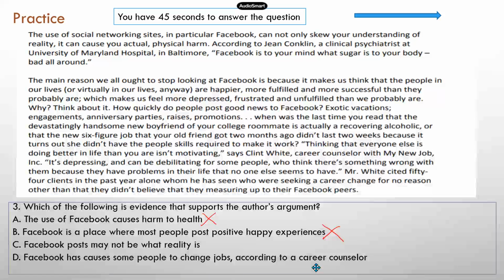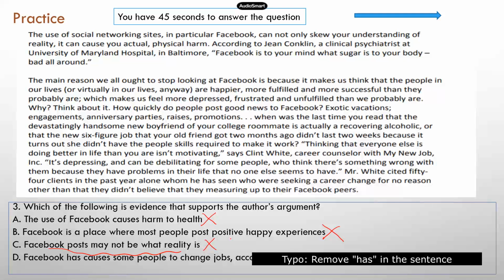And C, Facebook posts may not be what reality is. That's the main reason, right? But it's not the evidence. So when you read the sentence, it reads like someone's statement, right? There's no specific data or detail in there. So you know that's not the evidence. What about the last one? Facebook causes some people to change jobs according to a career counselor. That's a specific piece of evidence. So D is the correct answer.